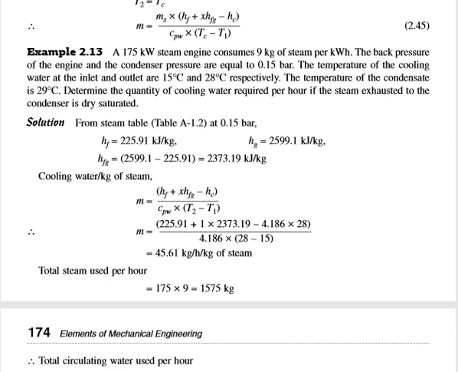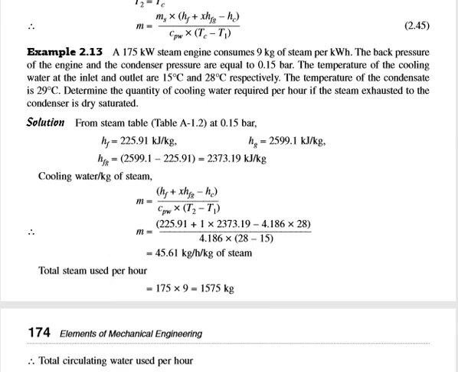The temperatures of the cooling water at inlet and outlet are given. Both temperatures of the cooling water are given. The temperature of the condensate, Tc, is also given. Determine the quantity of cooling water. That means you have to find the mass of water, the total mass of water.